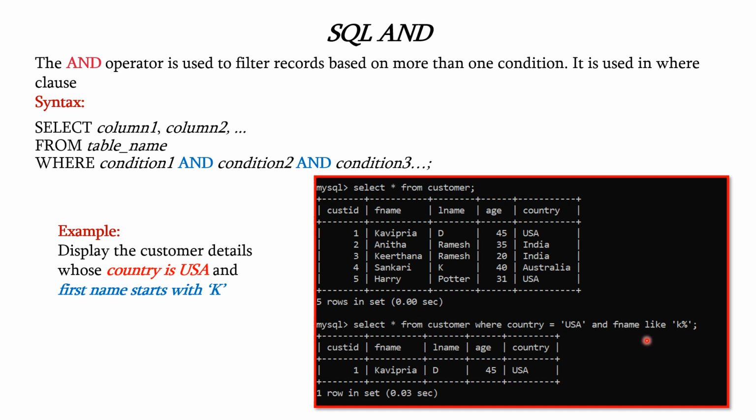So here we are giving, within quotes, K percentage, which displays all the first names that start with K. So the result is we are having only Kavipriya, that is customer ID 1. For K we have two values, but Kavipriya is living in USA, while Kirtana lives in India. So for the AND operator, both the conditions have to be satisfied. Country should be USA and name should start with K. Both conditions are satisfied only by Kavipriya, so that detail is displayed here.